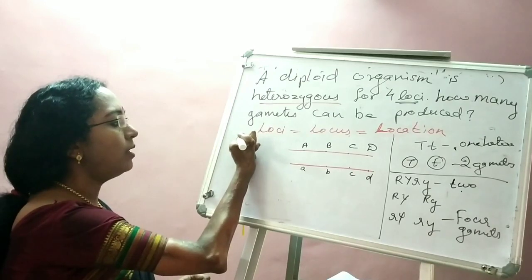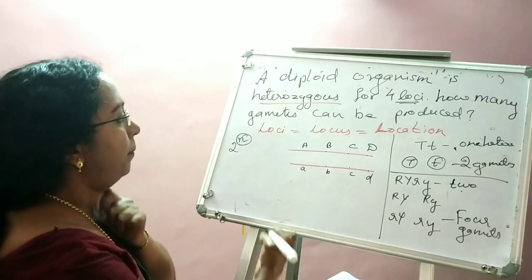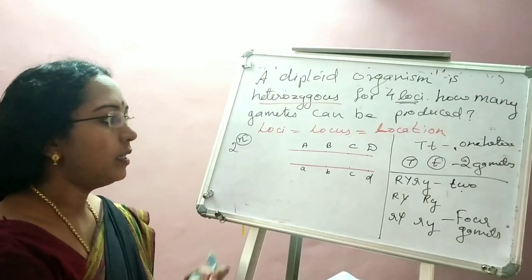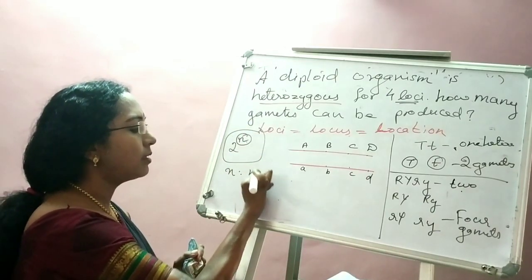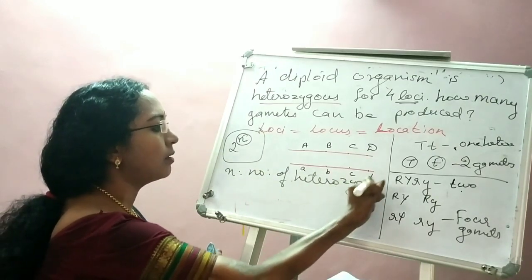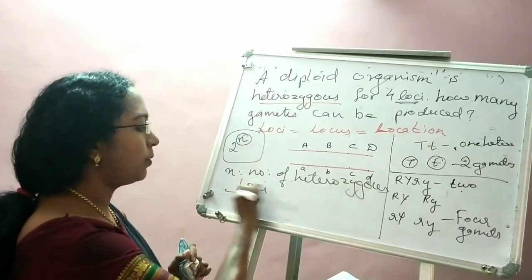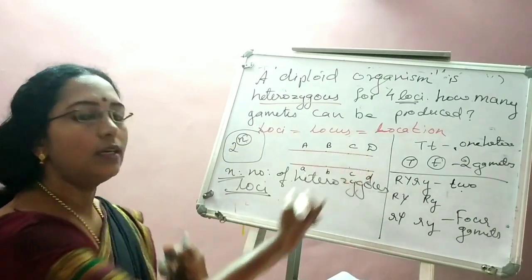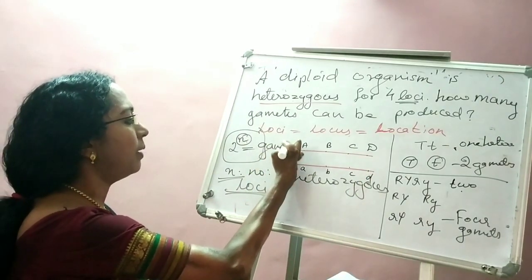I should use the formula 2 raised to n, where n shows the number of heterozygous loci. Remember this formula, 2 raised to n, where n is the number of heterozygous loci. This is very important. Just put the number here and you will get the gametes. This will give you the number of gametes formed.